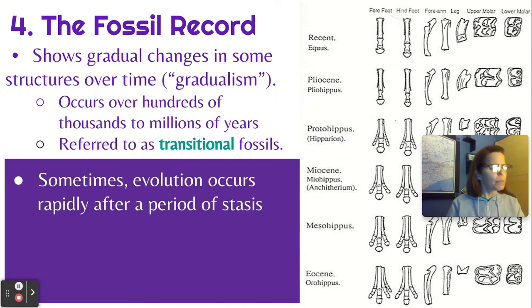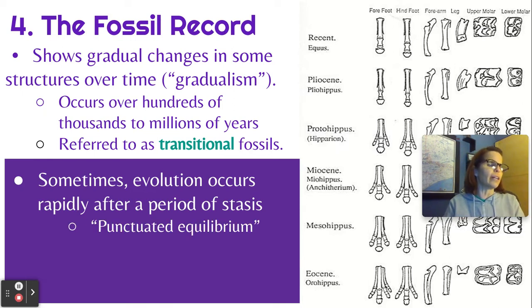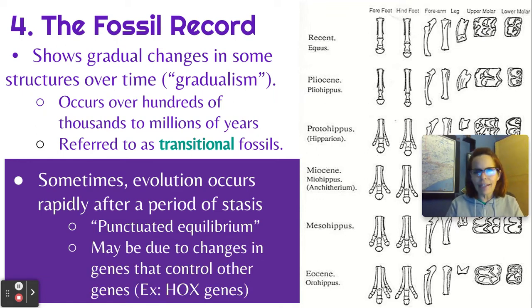However, it is possible to see a really, really theoretically fast change in the fossil record. And we kind of figured this out in the 1970s. The two scientists who figured it out, I'm suddenly drawing a blank on their names, they called it punctuated equilibrium. And that can be caused by lots of things. We're still figuring out why sometimes evolution happens suddenly. It happens in a burst.